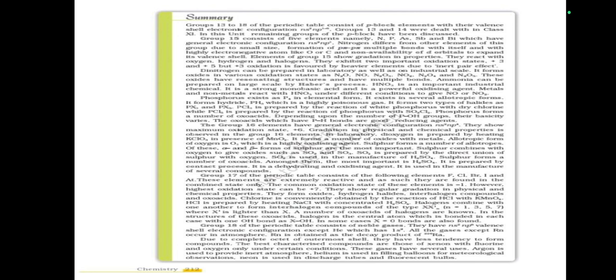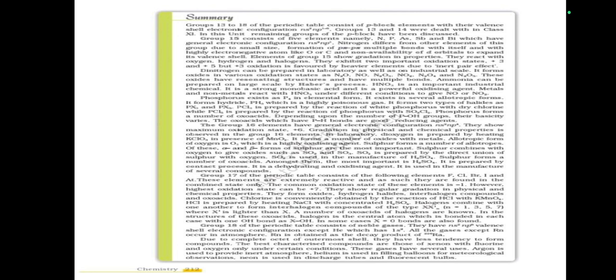Group 17 of the periodic table consists of the following elements: fluorine, chlorine, bromine, iodine and astatine. These elements are extremely reactive and as such, they are found in the combined state only. The common oxidation state of these elements is -1. However, the highest oxidation state can be +7. They show regular gradation in physical and chemical properties. They form oxides, hydrogen halides, interhalogen compounds, and oxoacids.